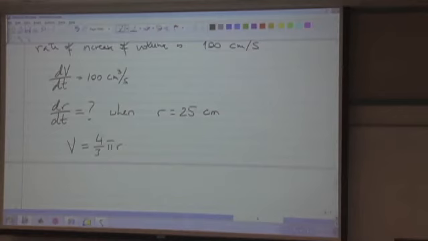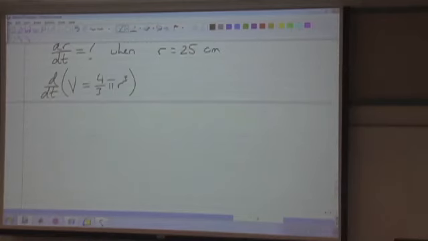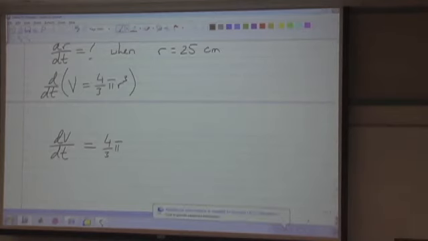Four-thirds pi r cubed. Now, the key idea is volume is a function of time, r is a function of time. So if I take derivatives in both sides with respect to time, what do I get on the left-hand side? dV over dt. What do I get on the right-hand side? 4/3 pi. And what's the derivative of r cubed? 3r squared dr over dt.